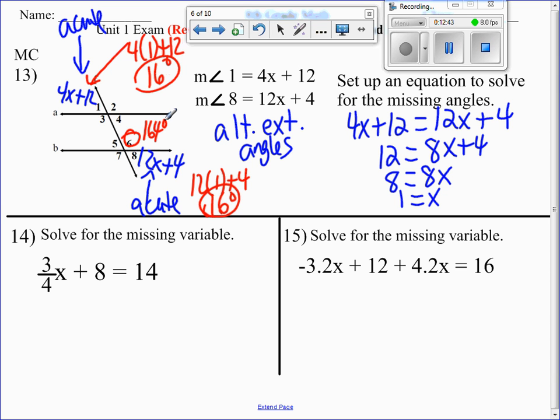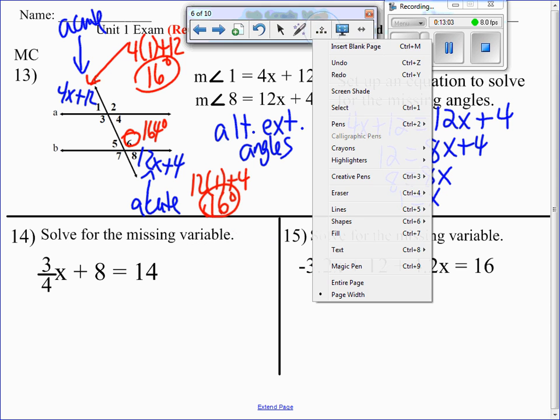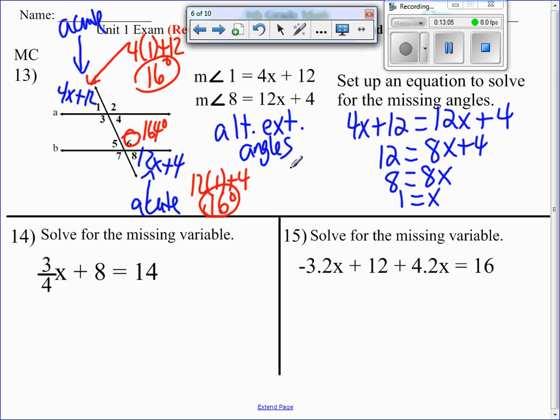Number 14, solve for the missing variable. So I know we see a fraction and we don't like it and we're freaking out, but let's take it step by step. Whenever we see something like this, if it said 3x plus 8 equals 14, the first thing you would do is get rid of the plus 8. So that's where we're going to start anyway. We're going to get rid of the plus 8. So we do minus 8, 3 over 4x equals 6.